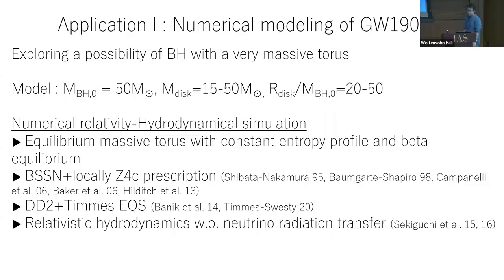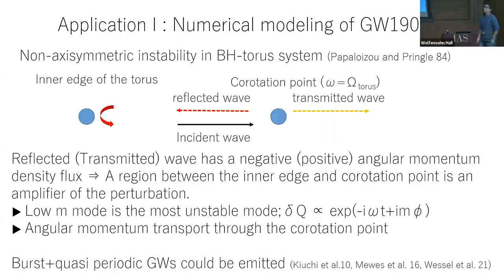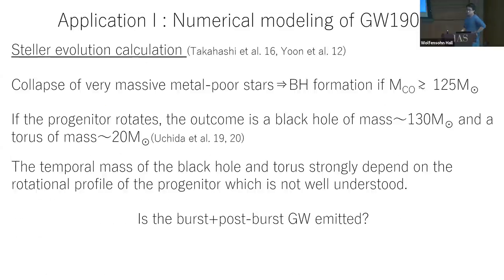Can I ask a quick question about the previous slide, about the formation of the black hole torus system? It's probably very short-lived. So would we have seen a burst of gravitational waves from the formation of the black hole as well? Yeah, but at the timing of the formation of the black hole, this is an almost axisymmetric system, so the amplitude is much, much lower than the burst type of gravitational waves.